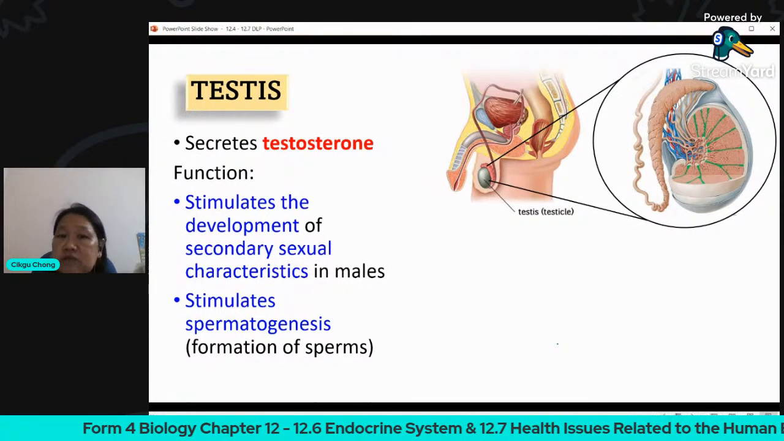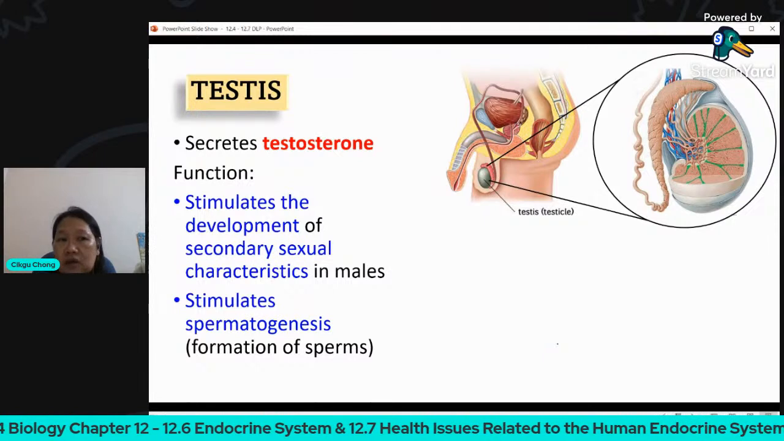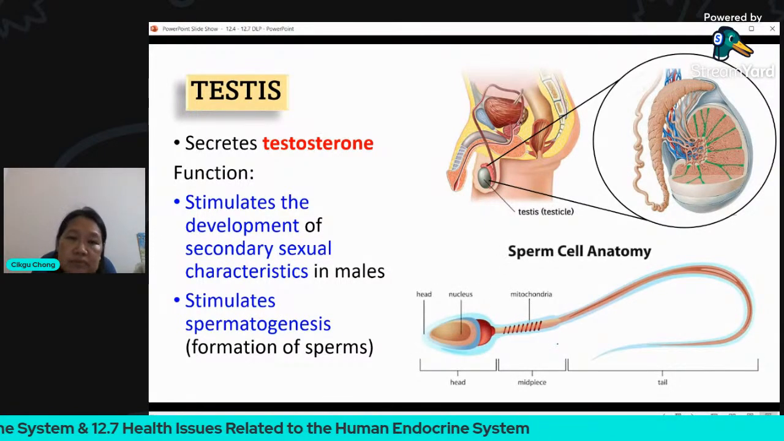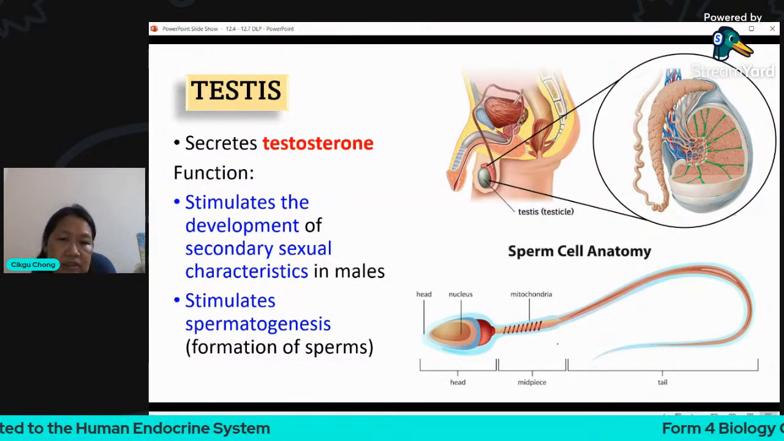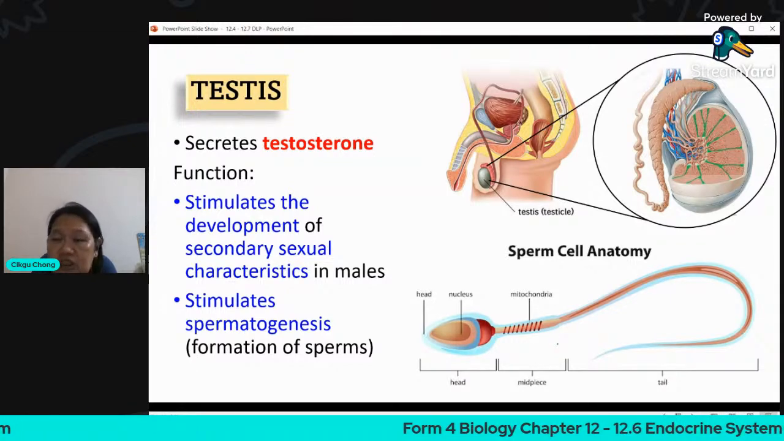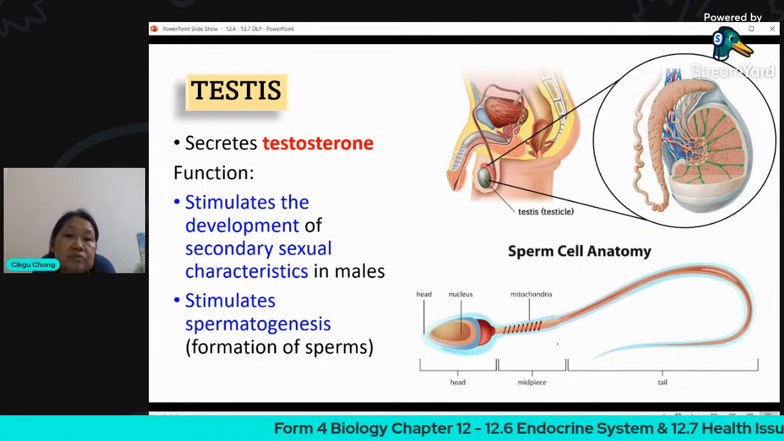That means formation of sperms. Making sperms requires testosterone also. So this is the sperm anatomy, and don't forget there will be a lot of mitochondria in the mid piece of the sperm to produce energy for the sperm to swim.